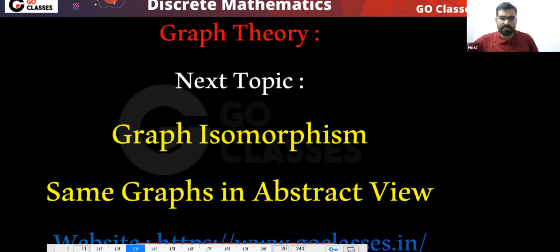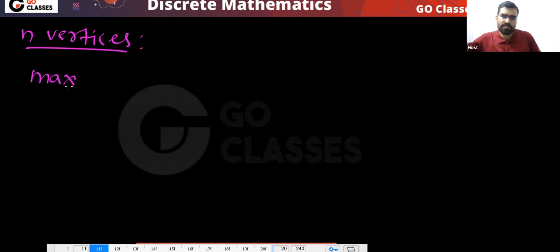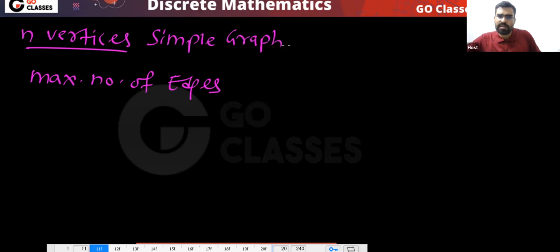Is this answer clear? For every pair of vertices, we have two choices. So what is the maximum number of graphs? If you have n vertices, then what is the maximum number of edges? If you have n vertices in an undirected simple graph, I am talking about a simple graph, then the maximum number of edges will be nC2.